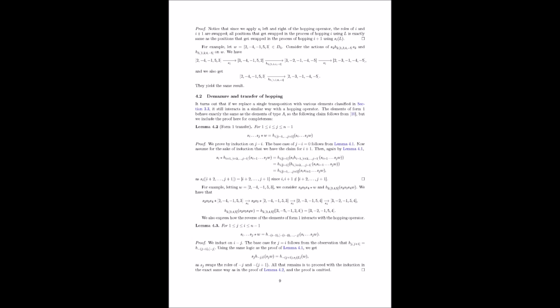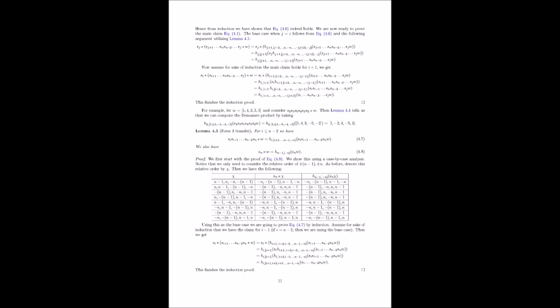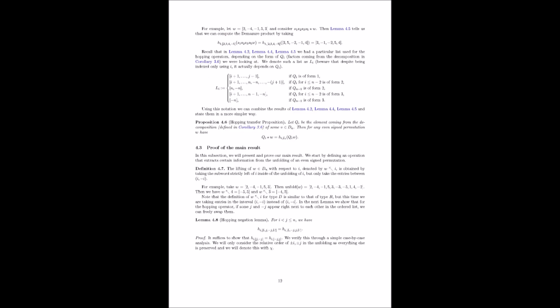Leads us to theorem 4.1, the culmination of all this work. It says that the Demazure product of two even-signed permutations, we can calculate it by applying a sequence of hopping operators to their product. But those lists in the hopping operators come from the lifting operation. So instead of all that abstract stuff, we've got a concrete way to compute the Demazure product, using hopping operators and lifting.